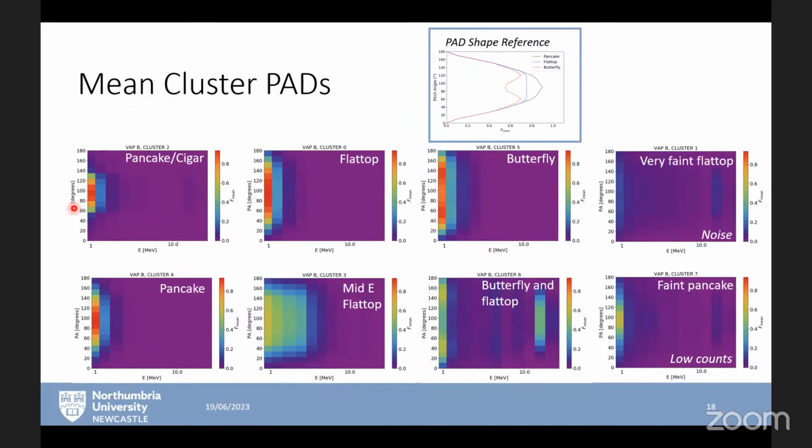We have 2 types of pancake distributions, where one has a slightly more cigar shape. We have 2 different types of flat tops, where one extends into the mid-energy ranges. We have 2 types of butterfly distributions, where one has a very significant high-energy flat top. And finally, we have 2 remaining clusters that showed a faint flat top and a faint pancake.